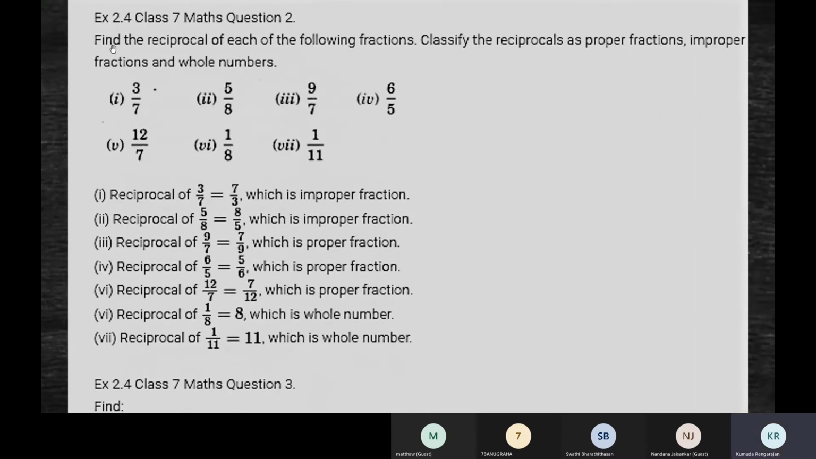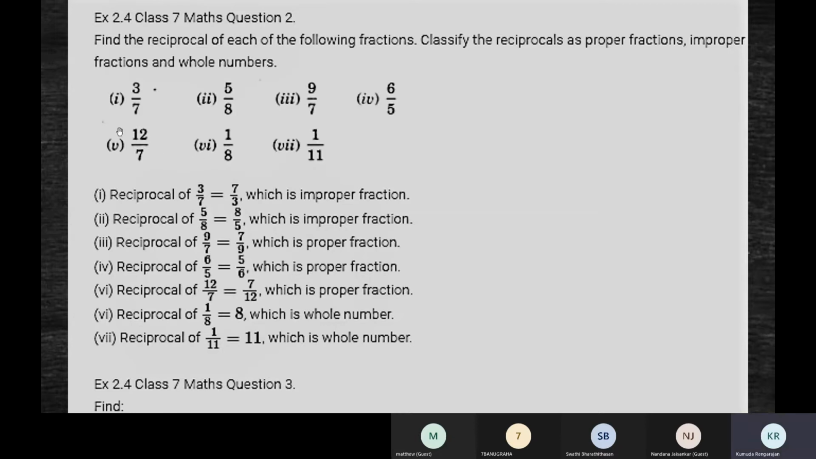So here the heading is: find the reciprocal of each of the following fractions. You must classify the reciprocals as proper fractions, improper fractions, or whole numbers.